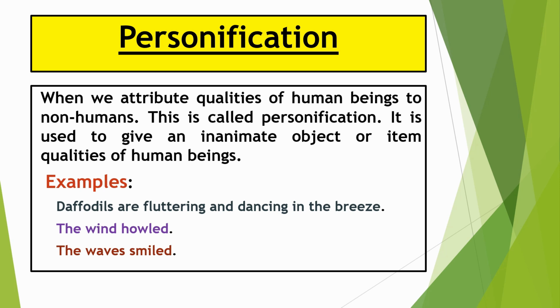Daffodils are fluttering and dancing in the breeze. This example is from the poem Daffodils written by William Wordsworth. The wind howled, the waves smiled. So all these characteristics are of human beings, and we have associated these characteristics with non-humans.